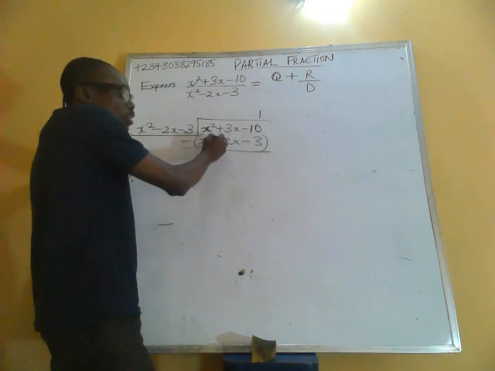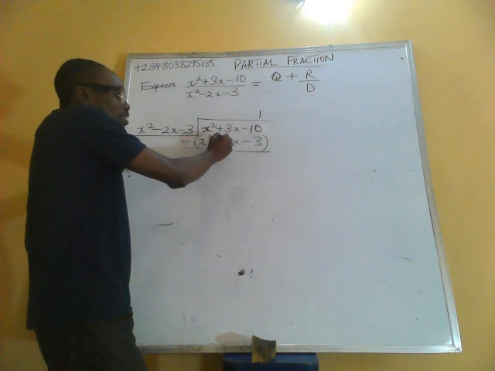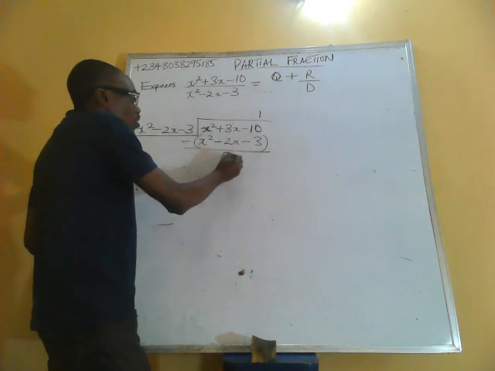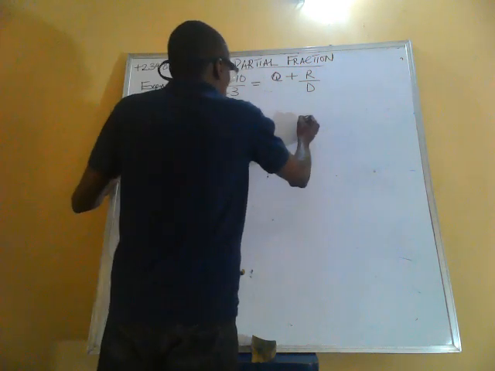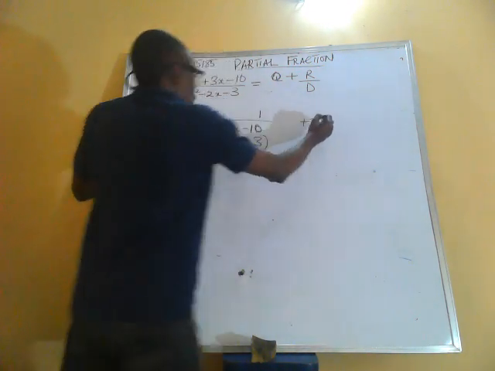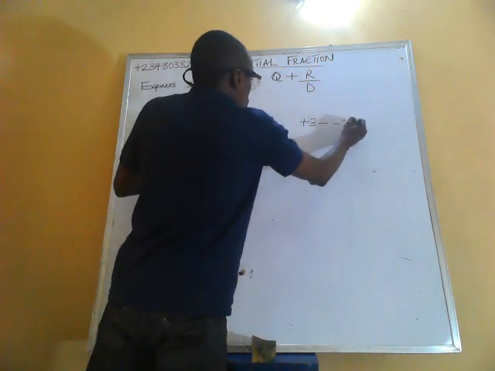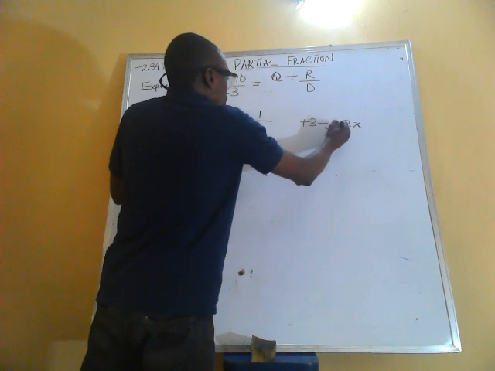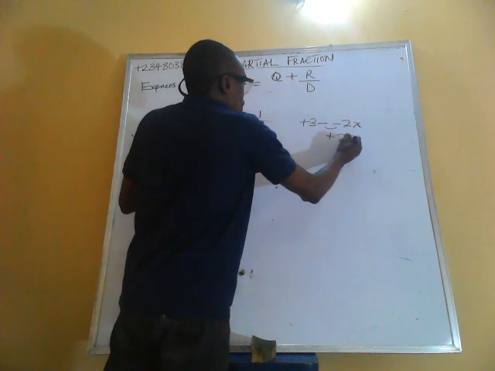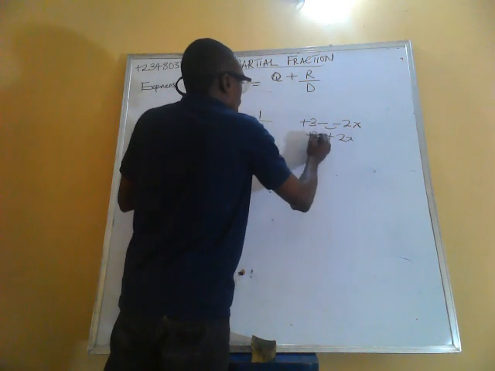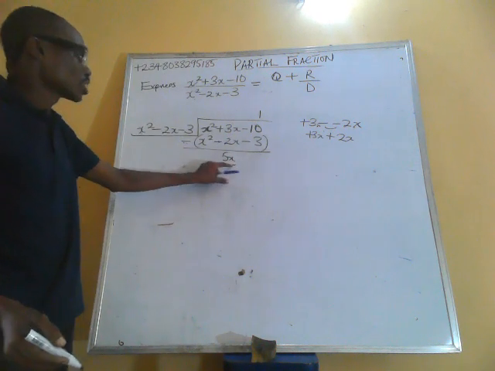Minus times minus gives you a plus. So at the end of the day, you have plus 3x plus 2x, which lands you on 5x. In case you're confused, let me do that again. You have plus 3x, then minus 2x. You have to reduce this to one side by multiplying. So minus times minus, you have plus. So plus 3x plus 2x will give you plus 5x, just as we have here.